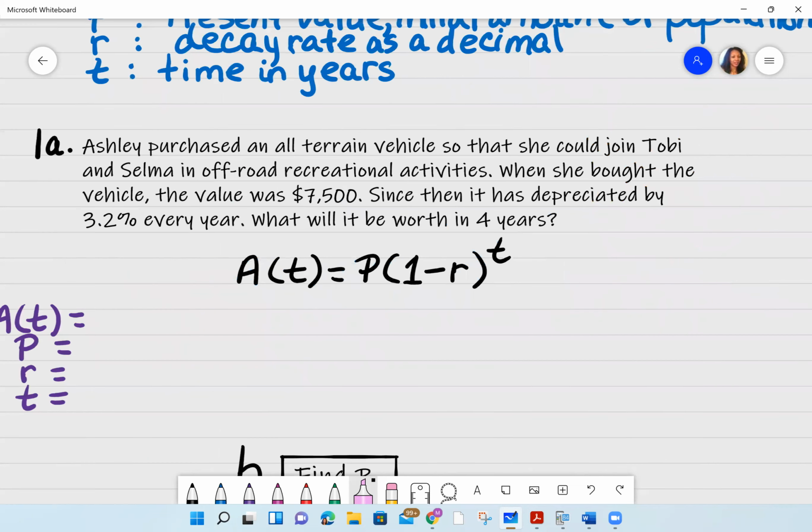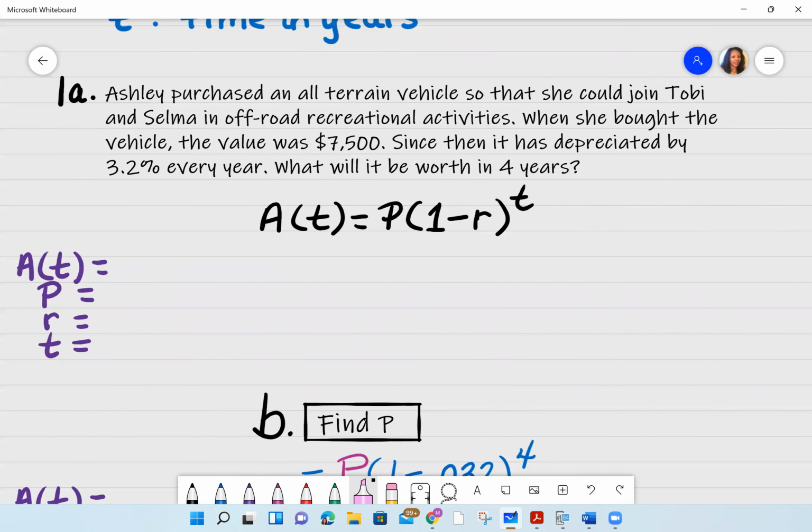In this first word problem, if I had not known that I was working with exponential decay, what I want to look for are keywords: decay, decrease, depreciate. So something that's going down or losing value, eliminate. Those are the type of words that tell me I will be using this specific formula. So Ashley purchased an all-terrain vehicle so that she could join Toby and Selma in off-road recreational activities. When she bought the vehicle, the value was $7,500. Since then, it has depreciated by 3.2% every year. What will it be worth in 4 years?